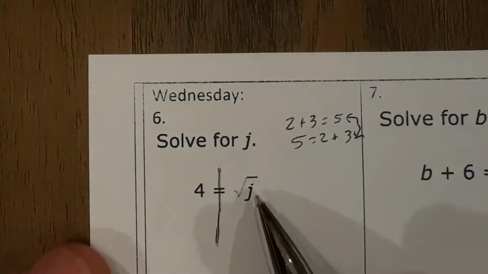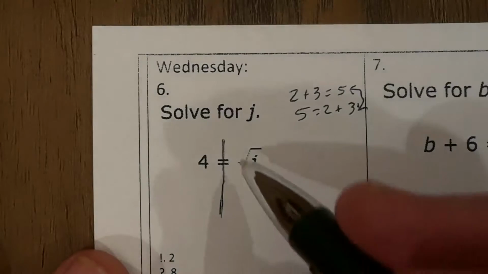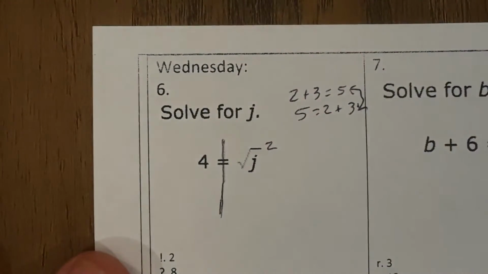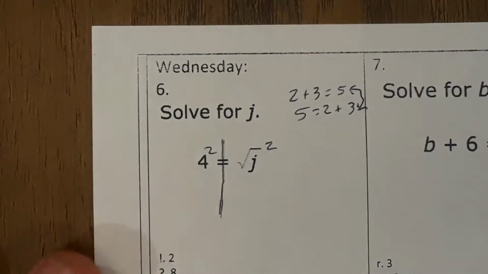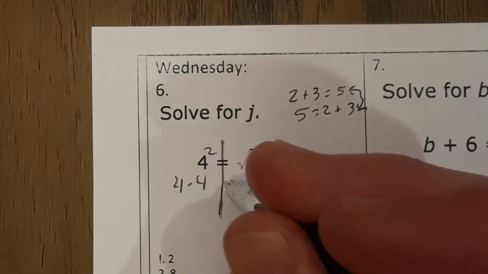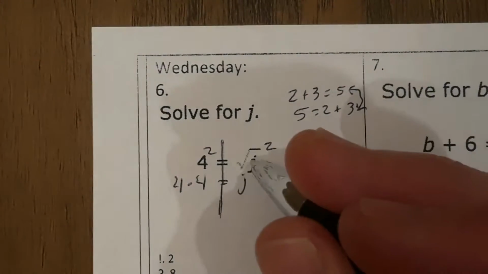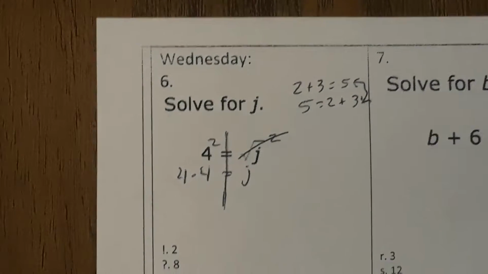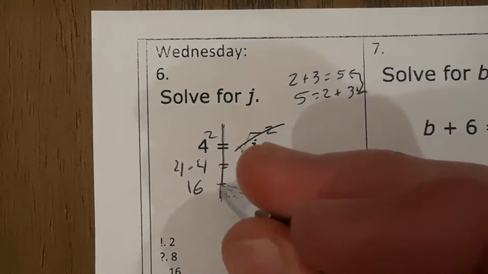So now, if the variable's on the right side, it won't matter. It's the same thing as we've been doing before. So here we go. The square root of J, the opposite is squared. If I square one side, I must square the other side. So now we have 4 times 4 equals J, because square and square root cancel out there. So 4 times 4 is 16, which equals J.